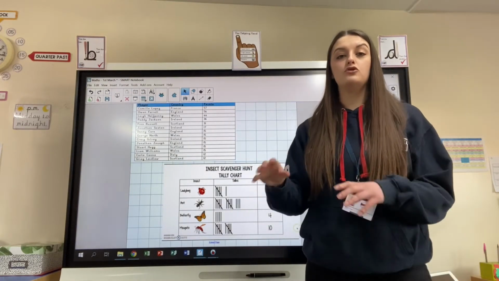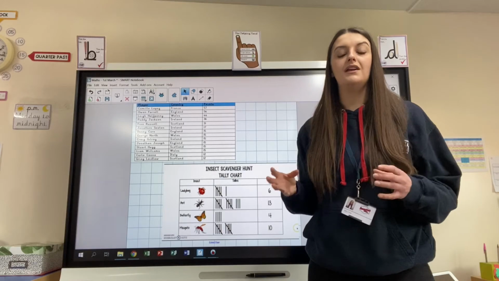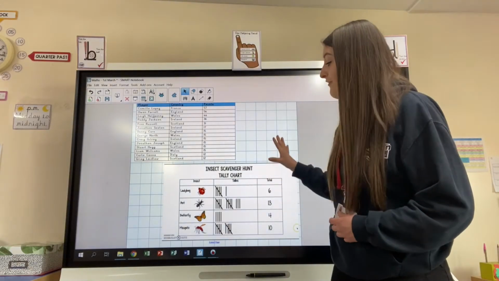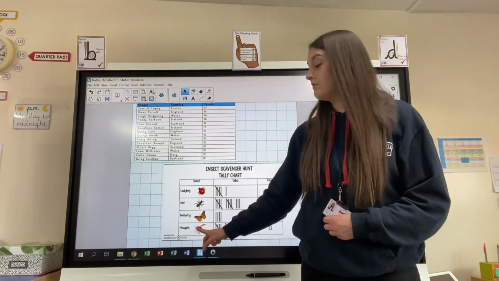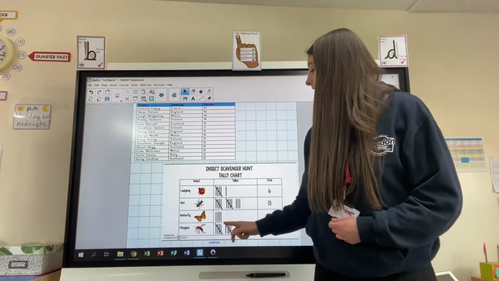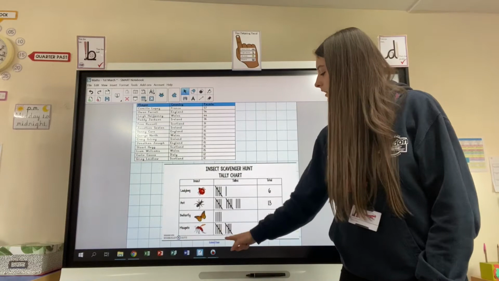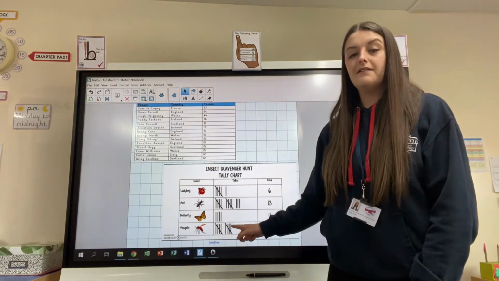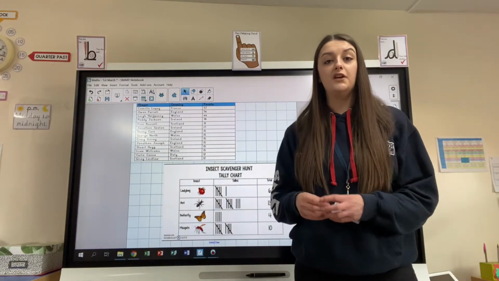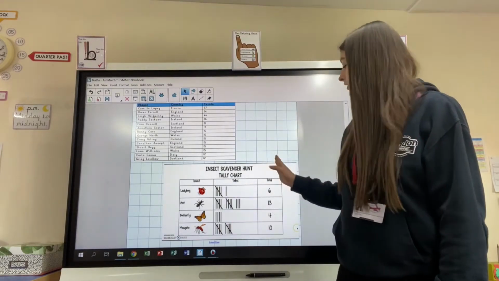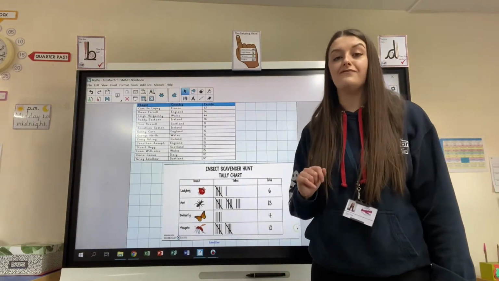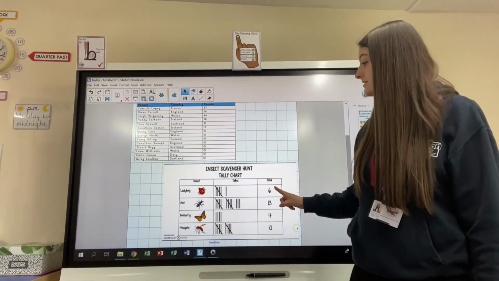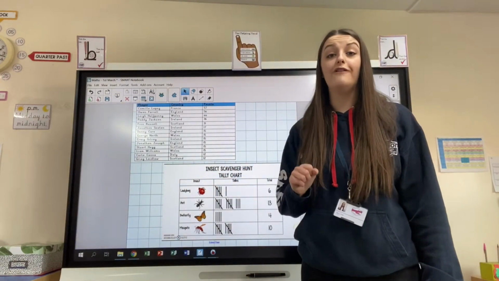That means they've gone and searched for different insects, maybe in a wood. And the insects they found, they've got a ladybug, an ant, a butterfly, or a mosquito. Okay? Now you can see here, on this part we've got a tally. And this is one way of representing numbers. And then we've got the total. So that's the total amount of that certain insect that was found. So I can see here 6 ladybugs were found.